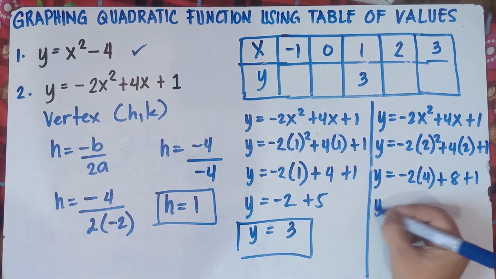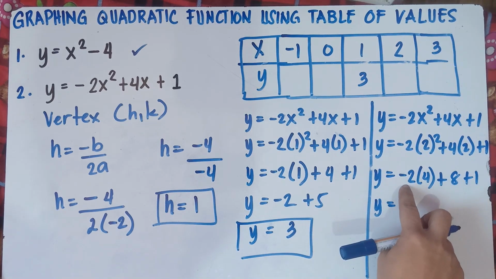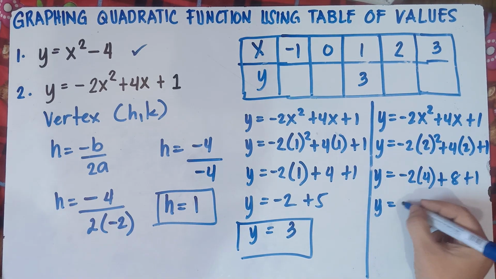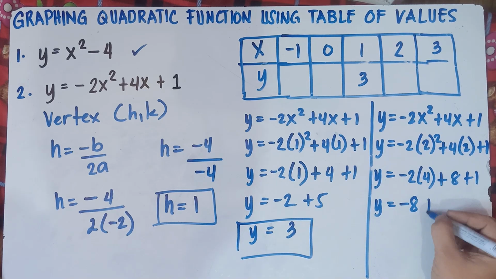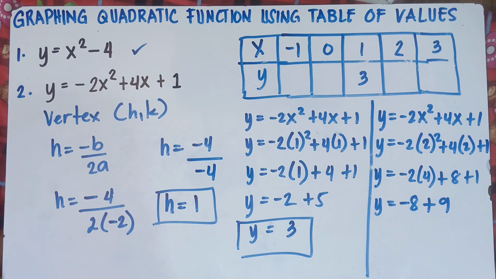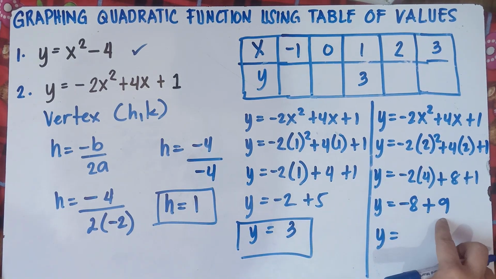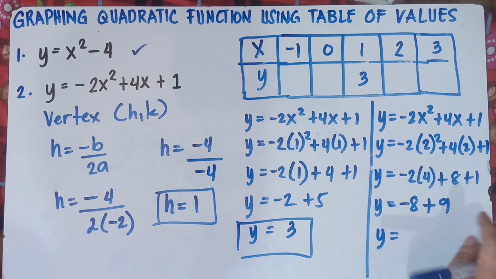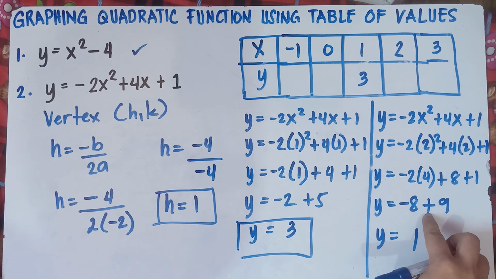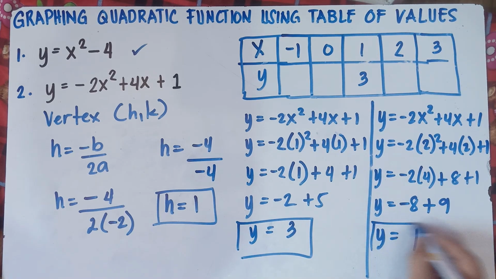So this will be y equals negative 2 times positive 4, that's negative 8, plus 8 plus 1, that is 9. Alright, 8 plus 1, that is positive 9. So once again, unlike signs, negative 8, positive 9: if the signs are not the same, you subtract, then copy the sign of the larger number. So 9 minus 8, that is 1. Now 9 is greater than 8, so we copy the positive sign. So therefore, our y is positive 1. So if our x is 2, our y is positive 1.